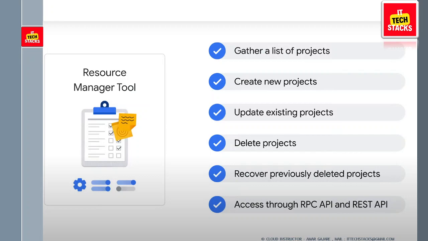It can even recover projects that were previously deleted. Suppose you want to recover projects which were accidentally deleted, you can do it through Resource Manager. It can be accessed through the RPC API and the REST API. What is RPC? Remote Procedure Call. And the REST API. You can access these interfaces.